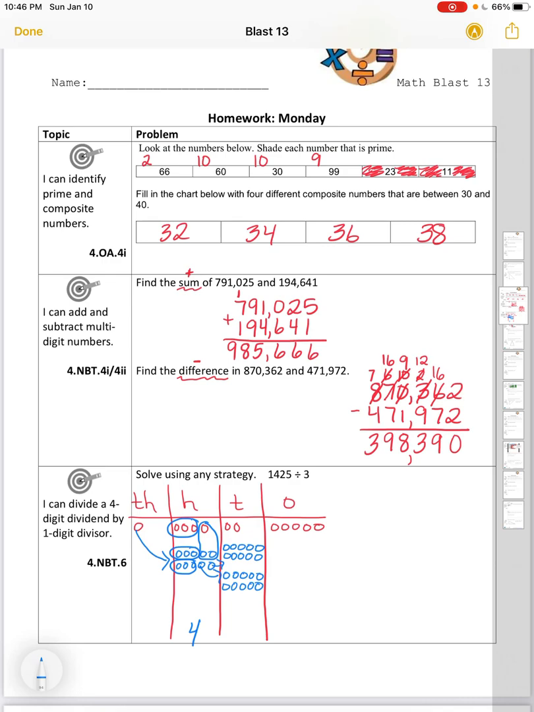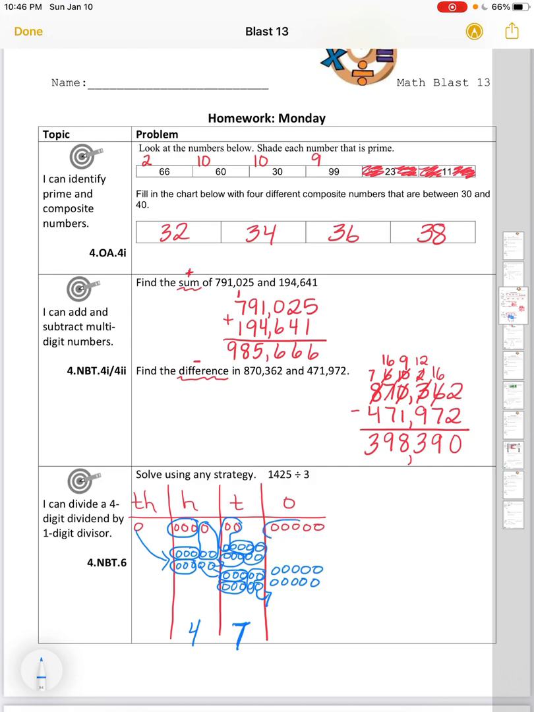And now I will make bundles of 3. There's 1, 2, 3, 4, 5, 6, 7. 7 bundles of 3 is what we were able to make. This one that was left over is going to come over here and make 10 ones. So that 1 ten we had left over unbundles into 10 ones.